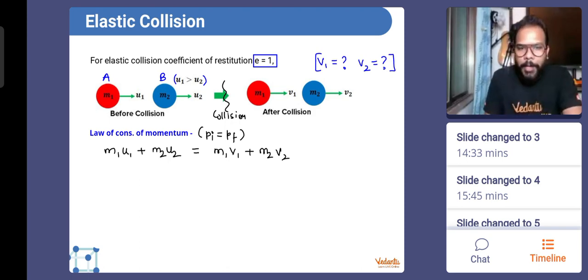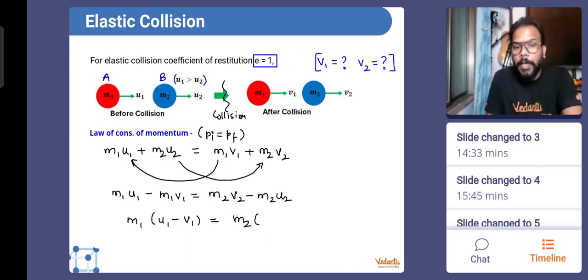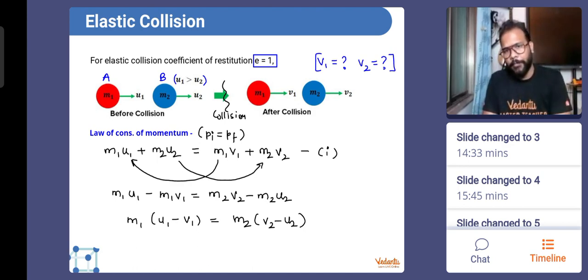Collision before momentum is equal to collision after momentum is what I have written here in front of you. Now I'm going to bring the m1 term to the left hand side and take the m2 term to the right hand side. So I will have m1 u1 minus m1 v1 equal to m2 v2 minus m2 u2. Take m1 common: m1 times (u1 minus v1) equal to m2 taken common, m2 times (v2 minus u2). I don't think anyone will have any doubt here. Just rearranged, took m1 common, took m2 common. This is my equation number 1.